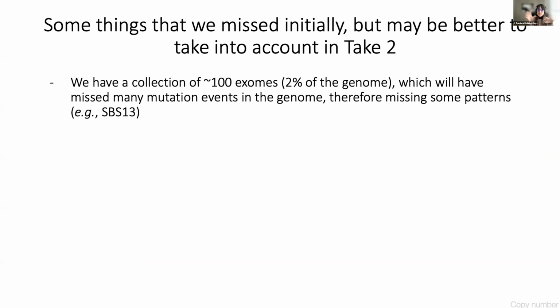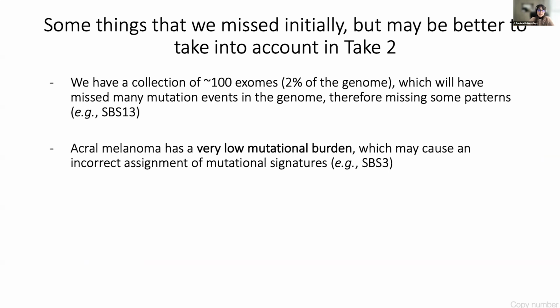of the genome. This means that we will have missed many mutation events in the genome, and we will have missed some patterns. For example, SV13, which was very marked in the Australian study, we do not see that. Now, also, acral melanoma is characterized by having a very low mutational burden, and this may cause an incorrect assignment of mutational signatures. This is the case of SBS3.